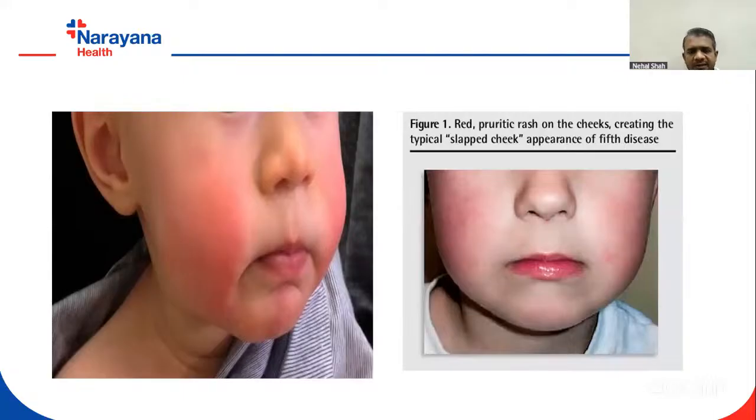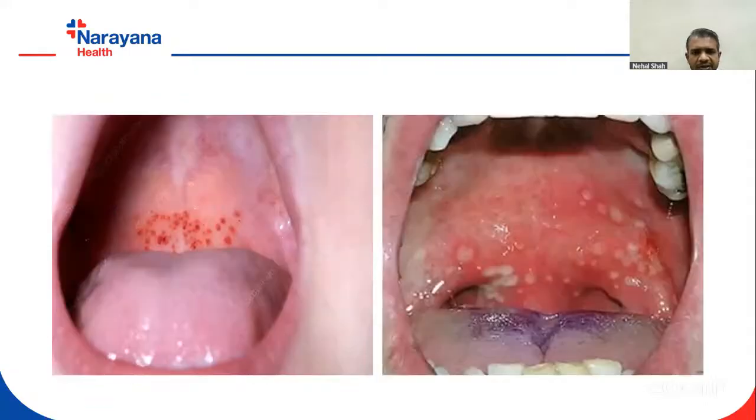Now, some pictures which we see commonly is what we call fifth disease, which is a slapped cheek appearance. You can nicely see a reddish hue of cheeks as if someone has slapped the kid. Again, you get a history of some coryza, some cold, fever on and off for the past 2-3 days, and the rash appears and the fever starts subsiding, which is very typical of this.